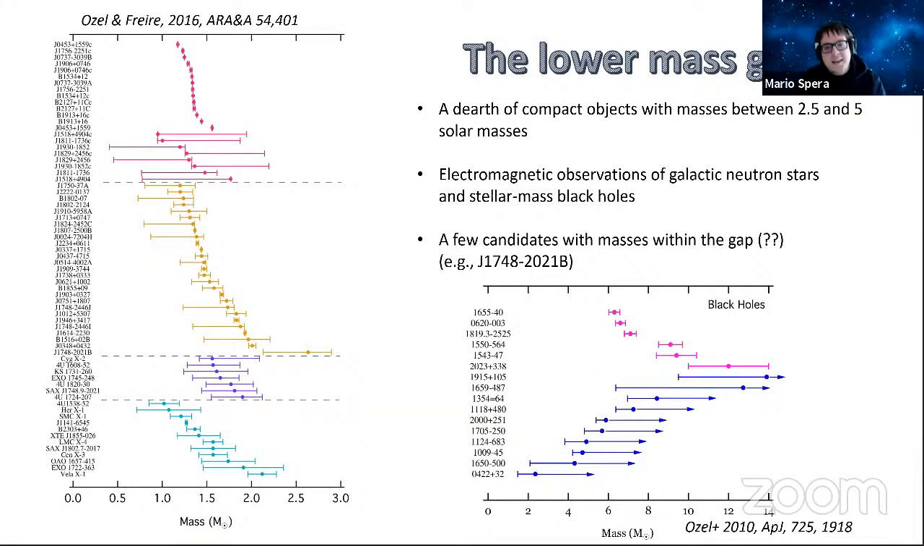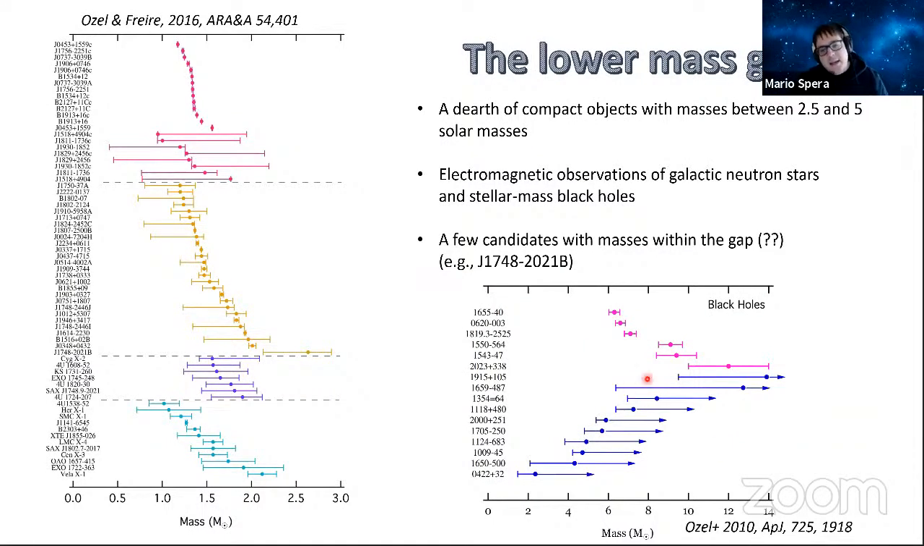Surprisingly, the upper mass gap is not the only gap that theoretical models, and in this case observations, predict in the compact object mass spectrum from single stellar evolution models. We do have also the so-called lower mass gap, which is a gap that is supposed to exist for compact objects with masses between, say, 2.5 and 5 solar masses. The presence of the lower mass gap was originally suggested by electromagnetic observations of neutron stars and galactic black holes, shown on the left and on the right panel, respectively.